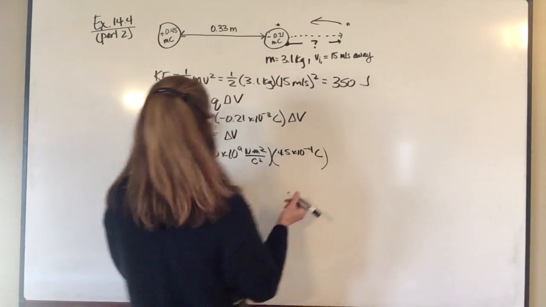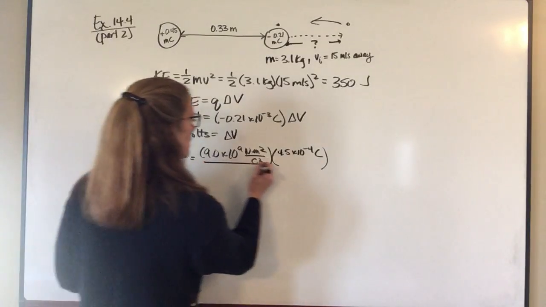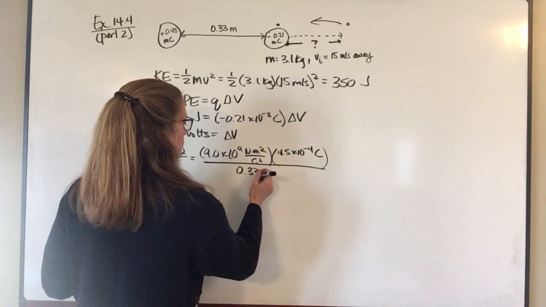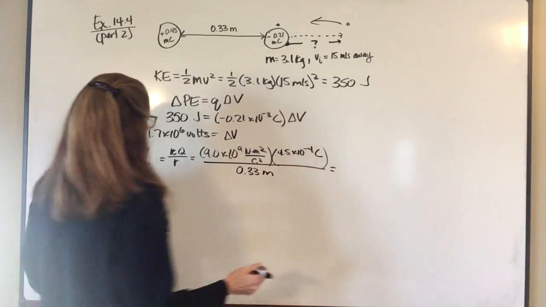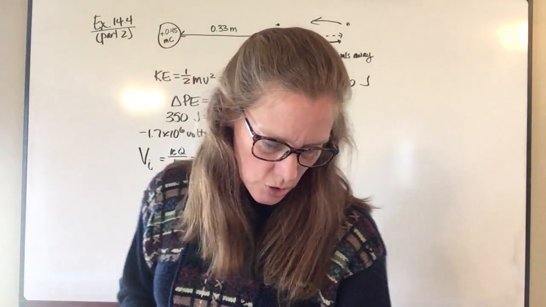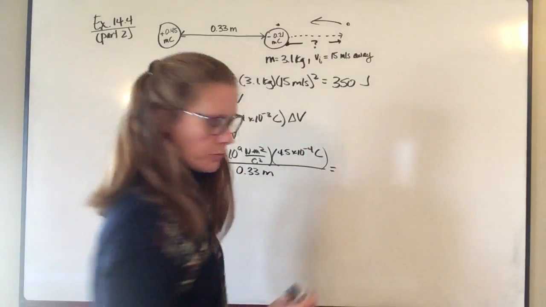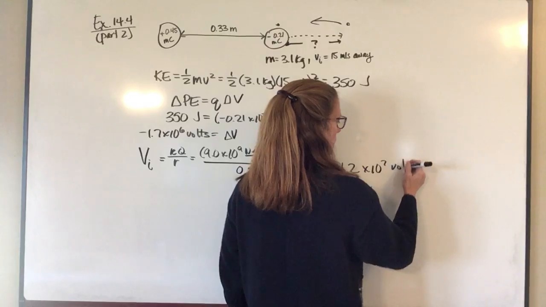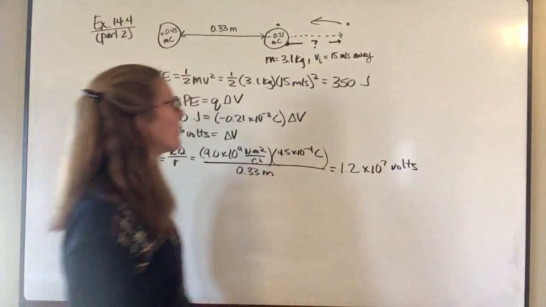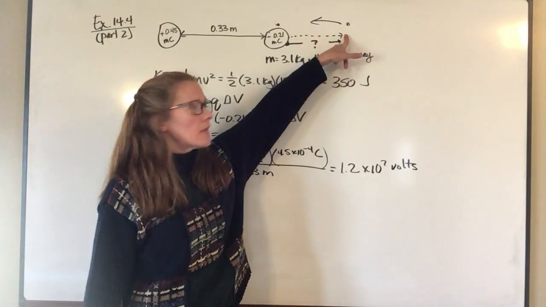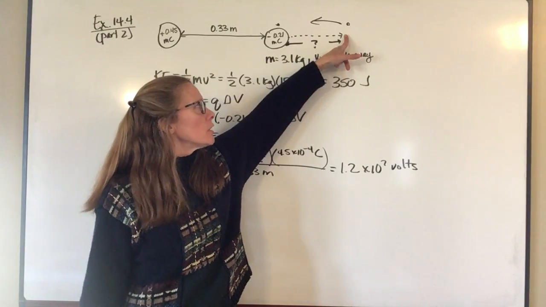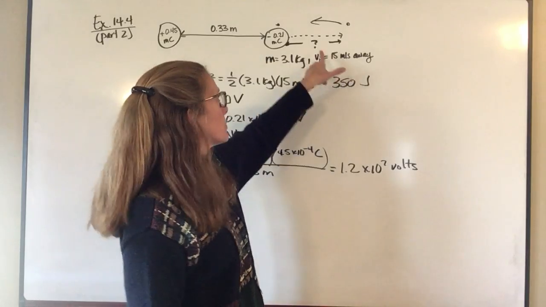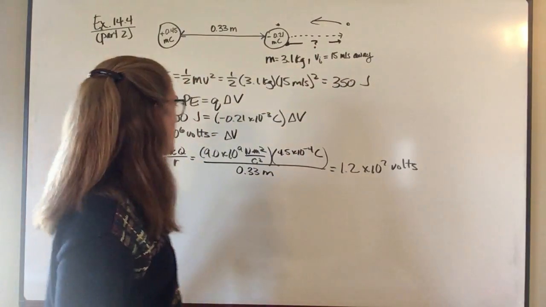Okay, so there's the Q, and the initial R was 0.33 meters. And then when I crunch all those numbers, I end up with 1.2 times 10 to the 7th volts. Now, I can't calculate the electric potential down here because I don't know what that distance is. That's where I got stuck. That's what I'm trying to find, is that piece right there.